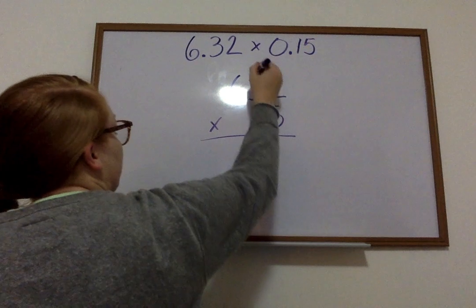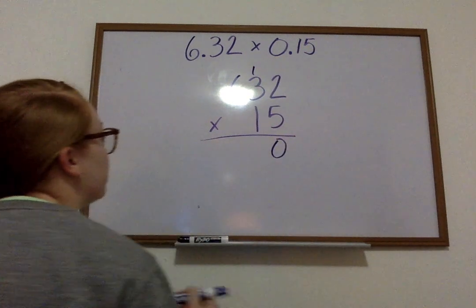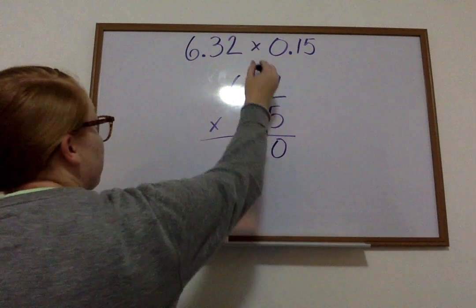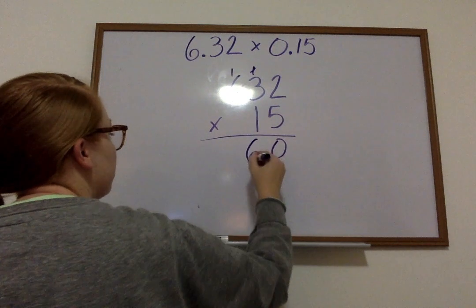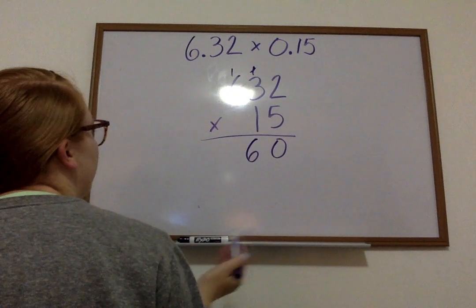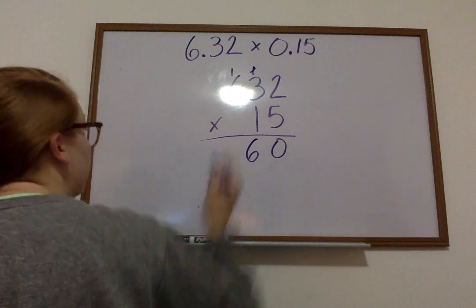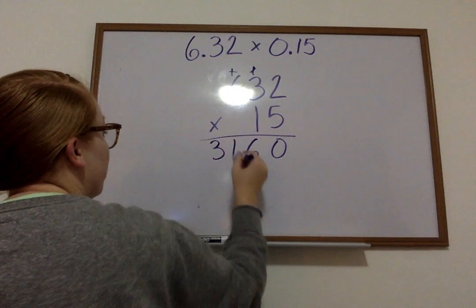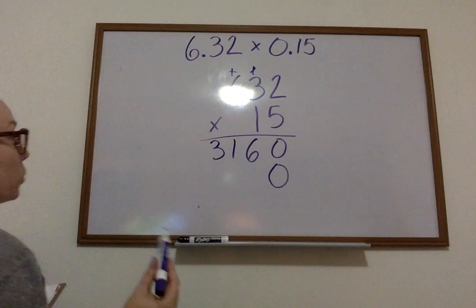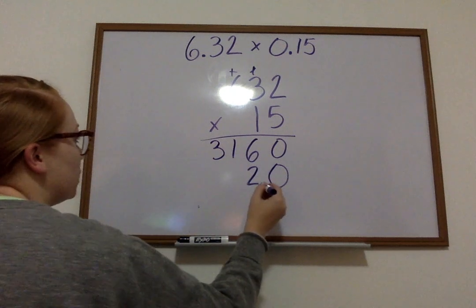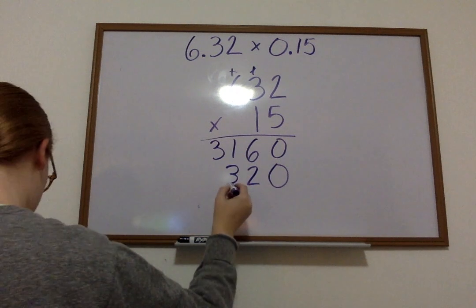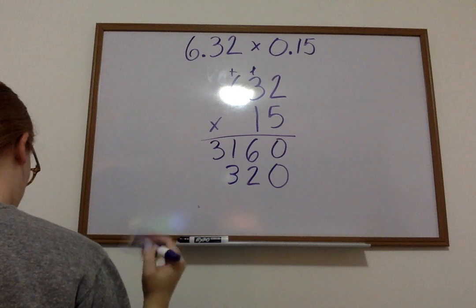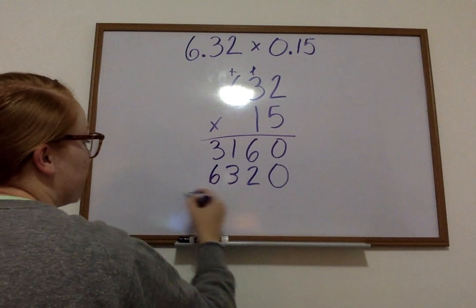Now I go through each one. 5 times 2 is 10. 5 times 3 gives me 15 plus 1 is 16. Now I have 5 times 6, which is 30, plus 1, 31. Add my 0. 1 times 2, 2. 1 times 3, 3. Then I have 1 times 6, which is 6.